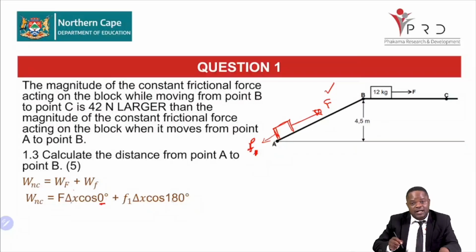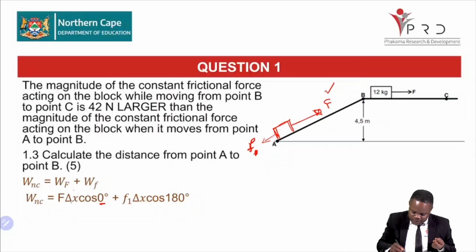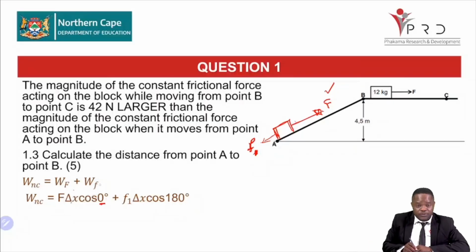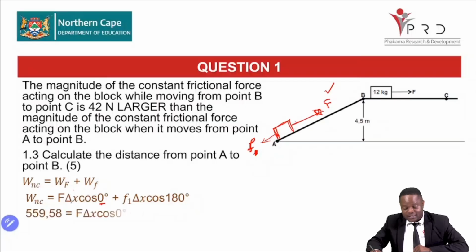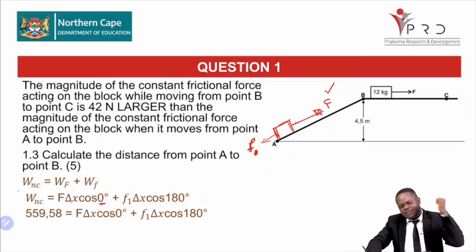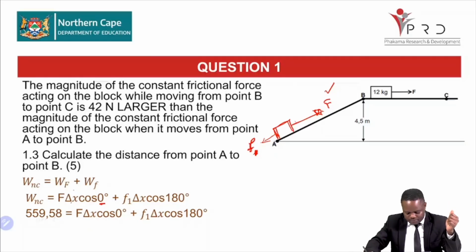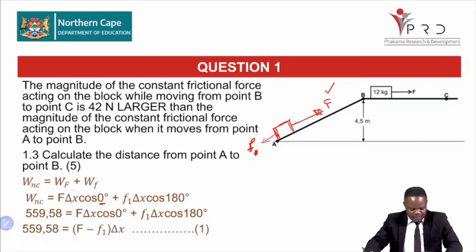delta X cos 180. Why 180, grade 12? Now I believe you know that the frictional force is acting in the opposite direction to the direction of the displacement. Hence, the angle between your displacement and the frictional force is going to be 180 degrees. Cos 0, we know that is a 1. Cos 180, we know that is a negative 1. The work done by the non-conservative forces, remember I said keep that value, we calculated it to be 559,58. You still remember?